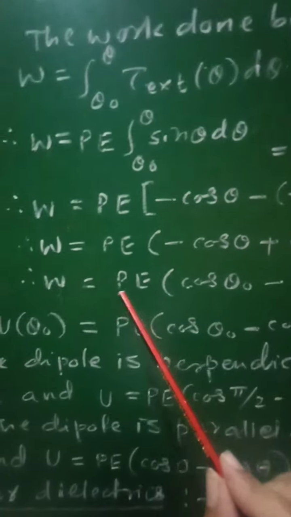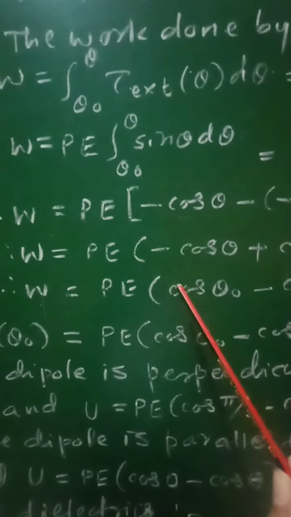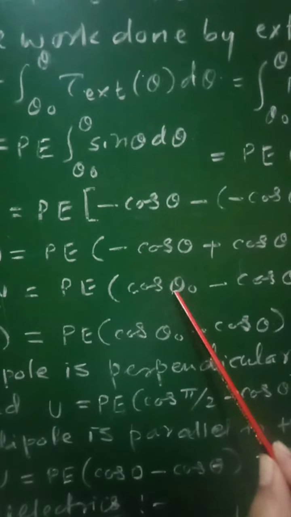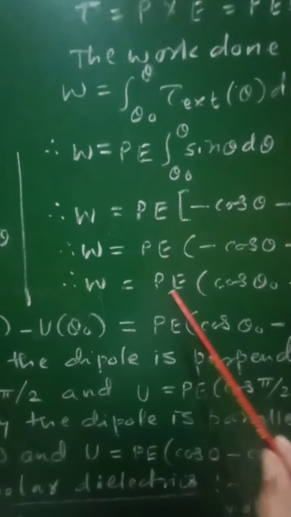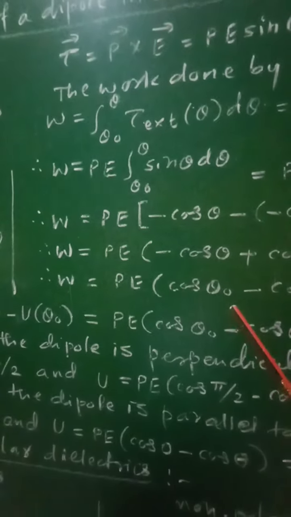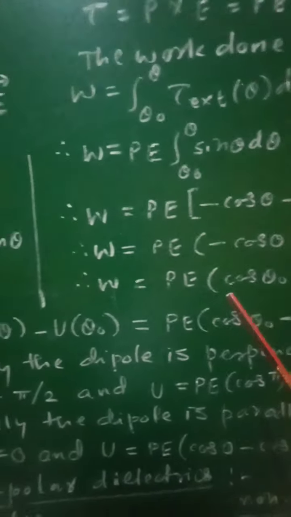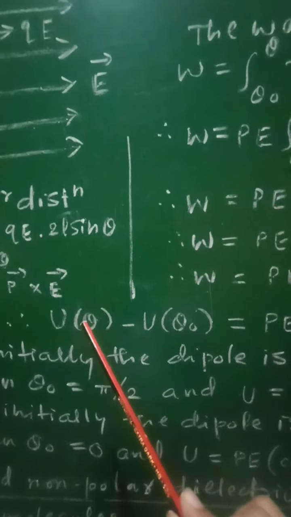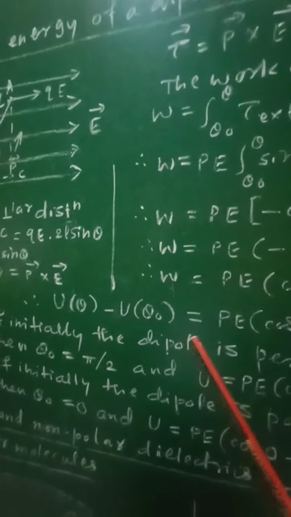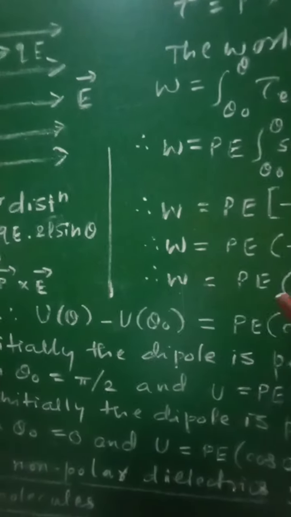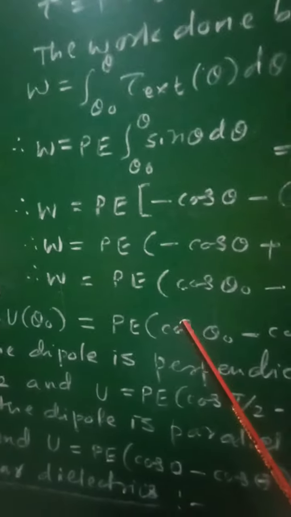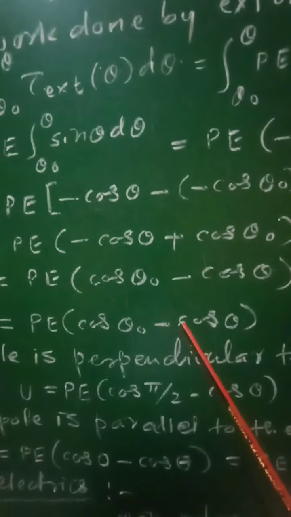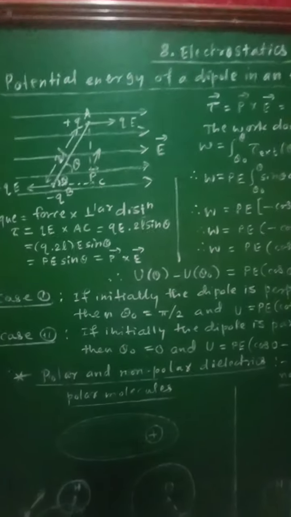Now rearranging the terms, we can write W equal to pE into cos theta 0, as it is positive, taken first, minus cos theta. This work done is stored in the form of potential energy in the electric dipole, and therefore the change in potential energy when it is displaced from theta 0 to theta, U theta minus U theta 0, equal to pE into cos theta 0 minus cos theta. Now there will be two cases.